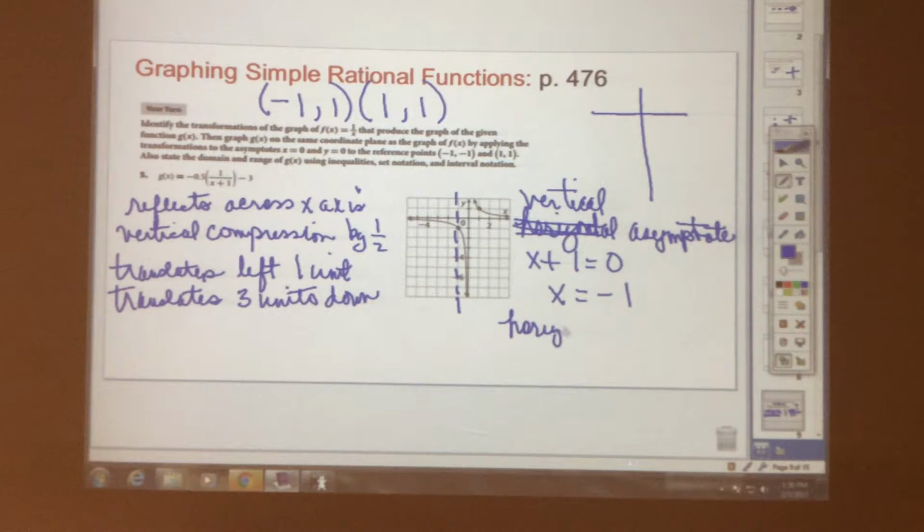Horizontal asymptote is going to be whatever your k is. So this right here is my k, -3. So my horizontal asymptote would be y equals -3. So I go down 1, 2, 3, and I draw a horizontal dotted line at -3.